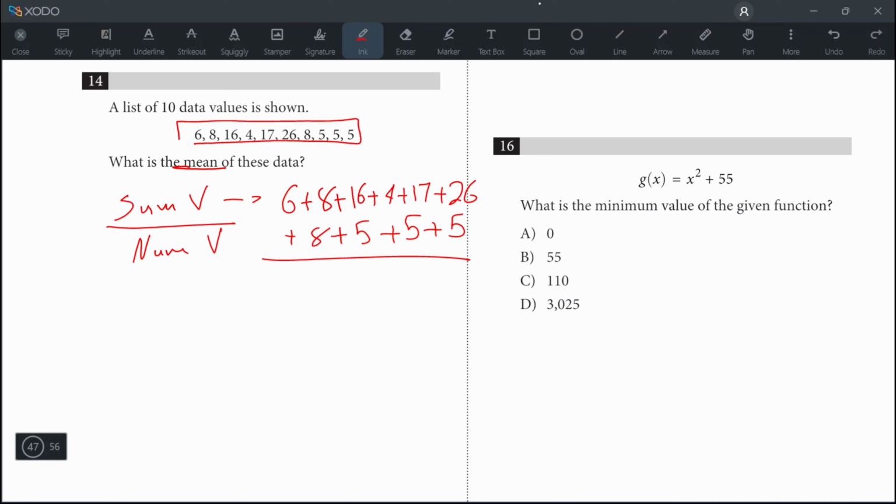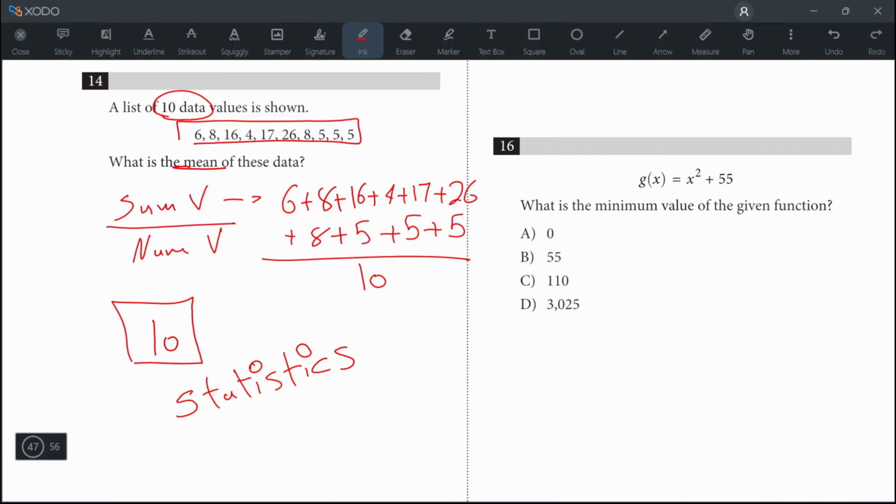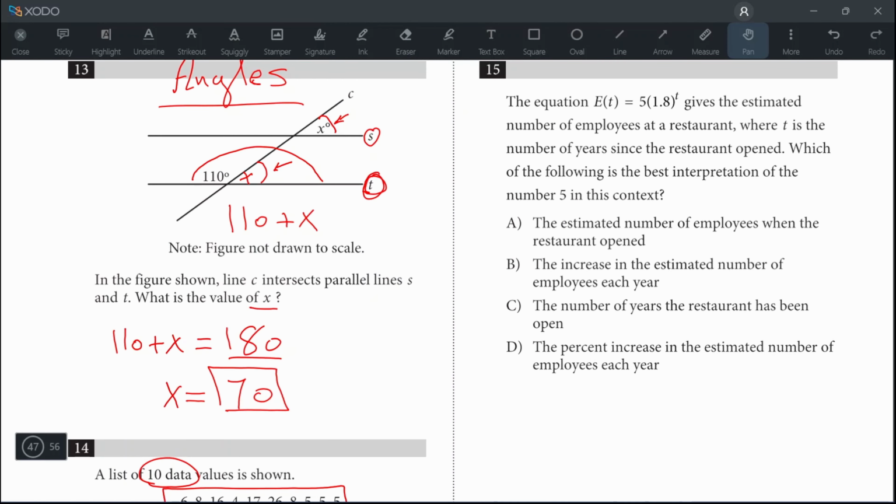And this sum of these values should be divided by the number of the values, which is 10. So we will divide this value by 10. So the final answer for this question is equal to 10. So the mean of this data set is equal to 10. And this is a statistics question.